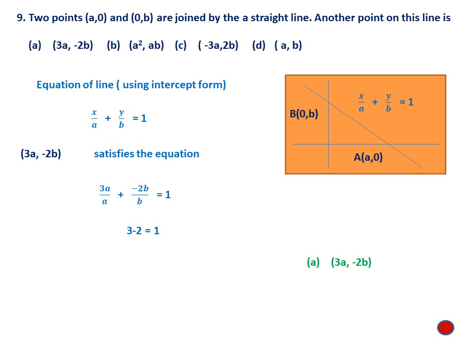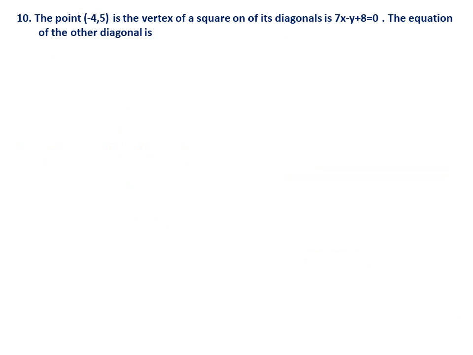Let us take the last question. The point minus 4, 5 is a vertex of a square, and one of its diagonals is 7x minus y plus 8 equal to 0. The equation of the other diagonal is, so which is the equation of the other diagonal? One thing is very clear. If you understand the shortcut method which I just explained, any line perpendicular to 7x minus y plus 8 equal to 0 must be x plus 7y plus k equal to 0. So x plus 7y plus k equal to 0 should be the equation.